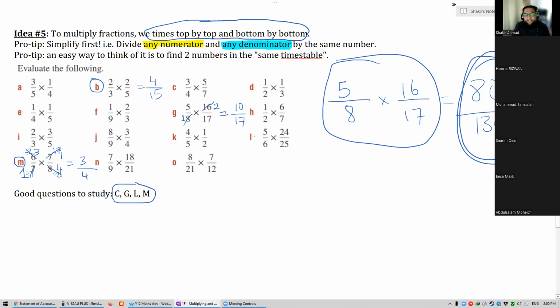So L over here, this is L. That's what we're going to do next. 5 and 6. Now, if I look at these numbers, which of those numbers are in the same times table as each other?